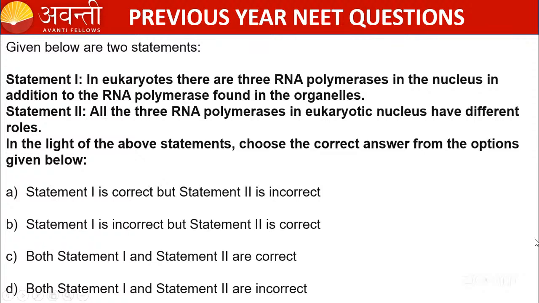In the eukaryote, kindly see, there are 3 RNA polymerases. That is correct. In the nucleus, in addition to RNA polymerase, found in the organelles, the mitochondria has a different one and the chloroplast has a different RNA polymerase, right? Then coming to statement 2, all the 3 RNA polymerases in the eukaryotic nucleus have different roles. Now only we studied RNA polymerase 1, polymerase 2, polymerase 3. Now you tell me which is the correct answer.